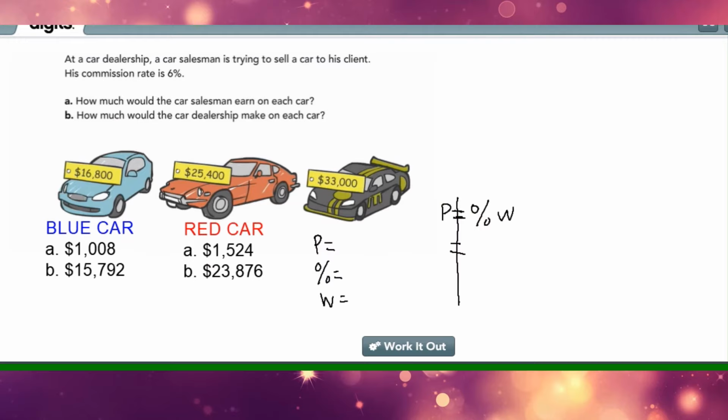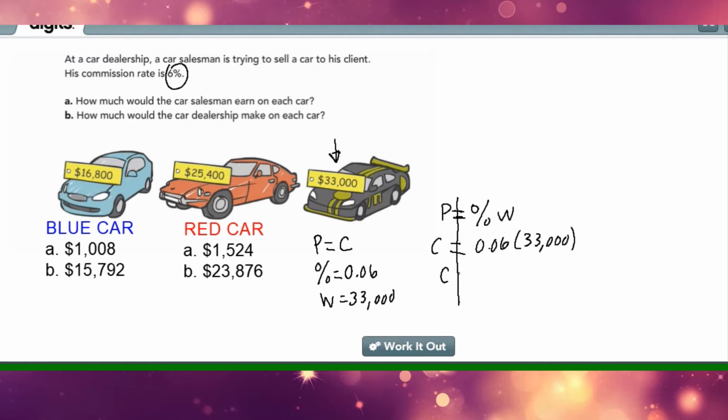For the black car, we're going to do exactly the same thing. We're going to use our percent equation, which is part equals percent times whole. The percentage is the same as it was for the first two cars. It is 6% because that's how much commission the car salesman earns. Our whole, again, is the original cost of the car. In this case, it is $33,000. Our part is unknown, and what it represents is the amount of commission the car salesman will earn.